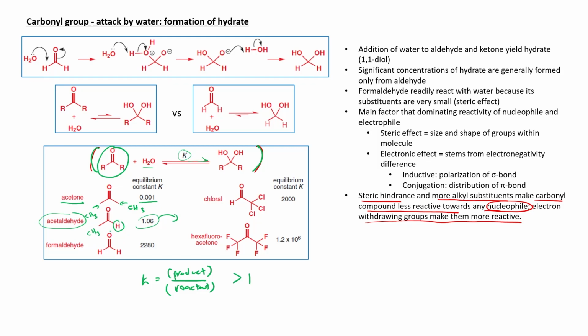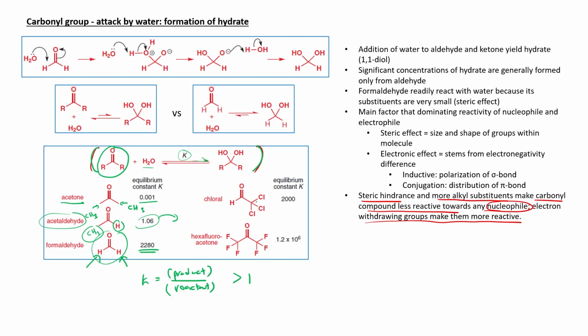So if you have formaldehyde, now both of these are hydrogen, which is much smaller than CH3 here, then it will tip the product formation much higher. So that's why you can see it is 2000 times more reactive towards attack by the nucleophile.